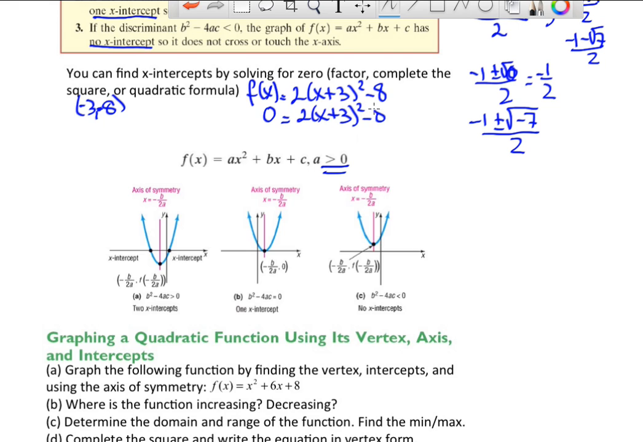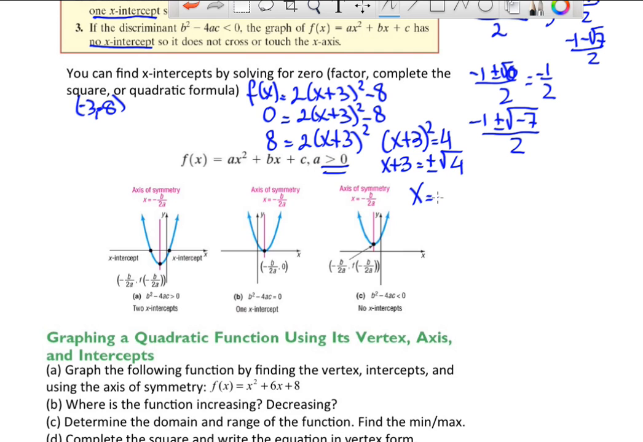Now you can distribute this out, work your way all the way through it, and then see what happens, but I don't want you to forget about the fact that you can move the 8 this way. You can divide by 2 on both sides. 8 divided by 2 is 4. And then take the square root to get rid of the square. So it will be x plus 3 equal to the square root of 4. Don't forget plus or minus. Okay, when you take a square root, you always need a plus or minus.